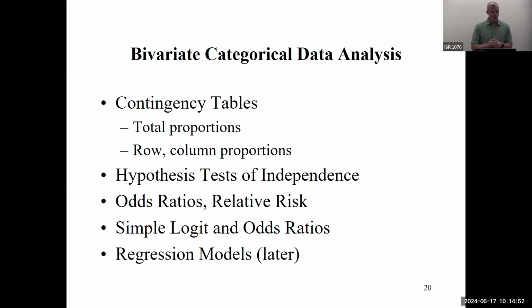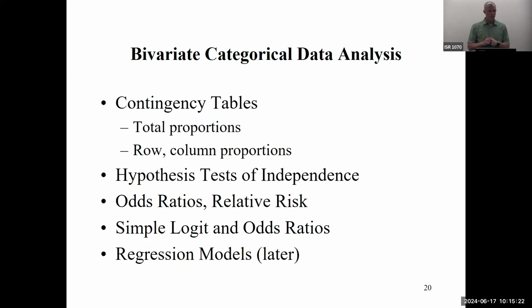Okay? So crucial to these kinds of bivariate analyses is the construction of what are called contingency tables or cross tabulations. And there's different ways that we can communicate the information in these kinds of contingency tables. We could talk about total proportions, or we could talk about row or column proportions. And we're going to talk about the distinction between those two different kinds of estimates because they are very different from each other.